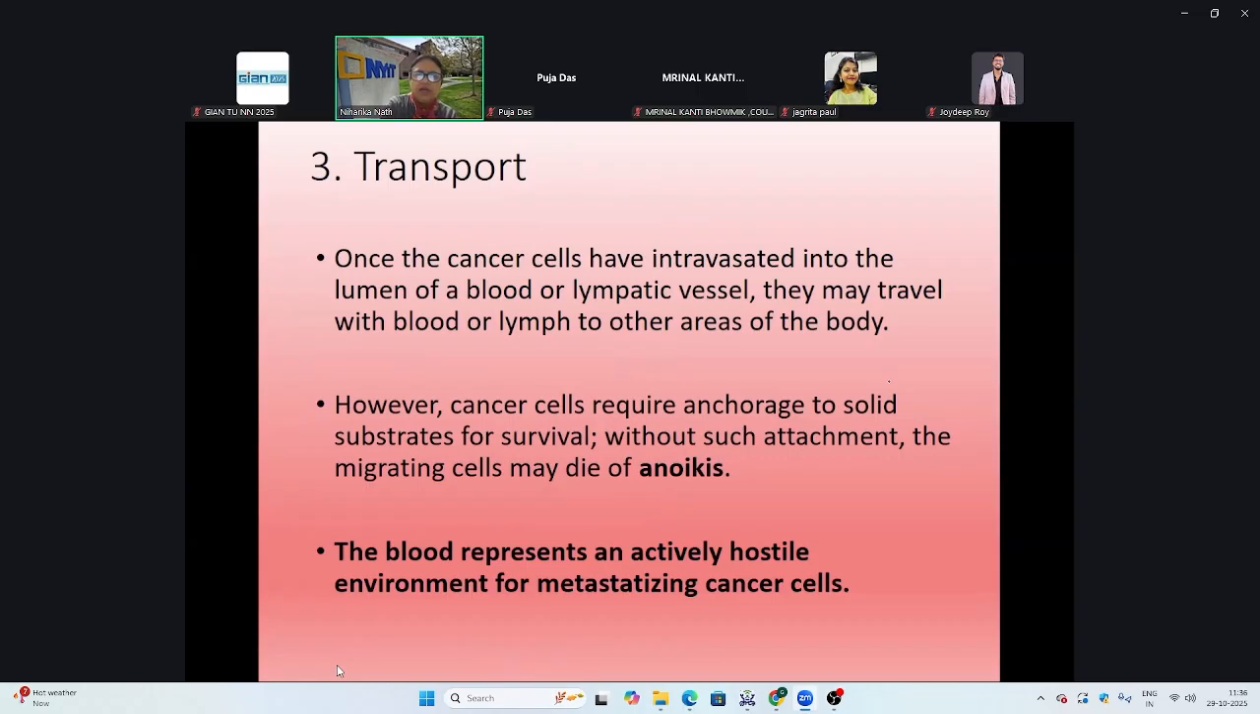And these cancer cells cannot keep on traveling and traveling in the blood. It's just not a thing. They need to hold on to something at some point. So they need some kind of anchorage. And if they don't anchor at some point, they will just die. And so the blood is not a very good environment. So just flowing in the blood is not a good thing. The blood is an actively hostile environment for these cancer cells.